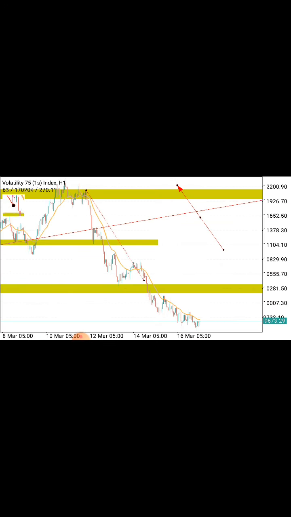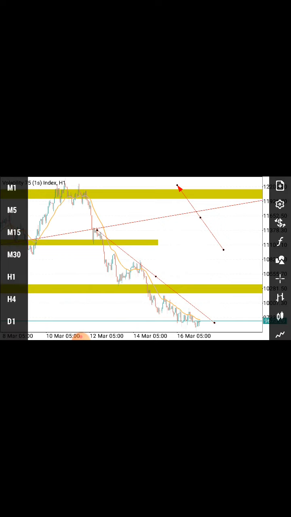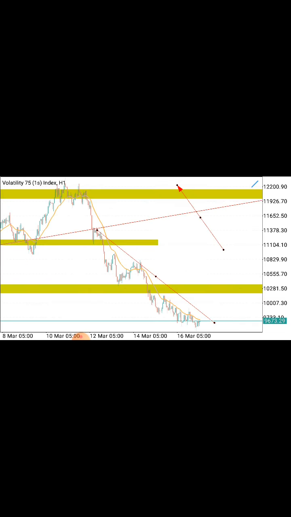Let's try to identify this level. Let's try to identify this level as well. So we should expect to see the market coming somewhere here, for which it will be a rejection.